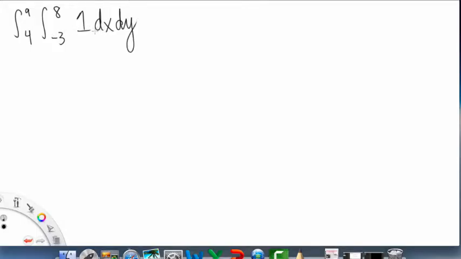Okay, so this is our problem. We're given the double integral of this, and as you can see, f of x, y equals 1, so that's good. Ones are always good. Ones and zeros, that's what I've learned from my math career so far. Ones and zeros are pretty good.